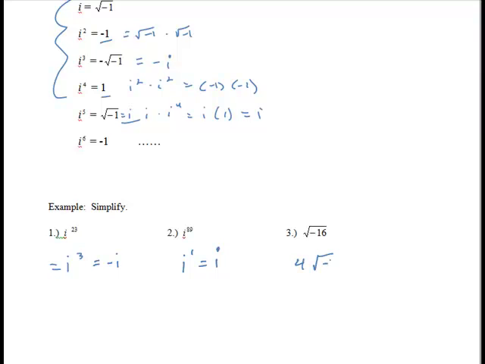As we just did a few minutes ago, we were able to simplify it this far, 4 times the square root of negative 1, but now that we know the square root of negative 1 is equal to i, we simply write it as 4i, and anytime you see that i, you know the answer is going to be an imaginary complex number.